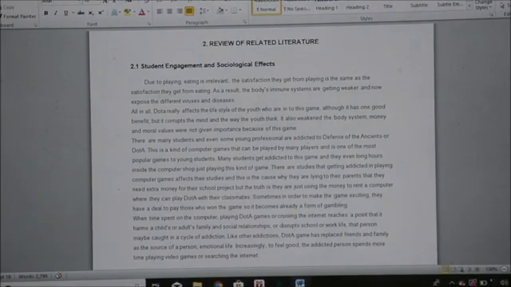In the review of related literature, or chapter 2, it has 5 parts, which are the foreign studies, local studies, foreign literature, local literature, and lastly the synthesis of the study. Let's see if they were able to do it.